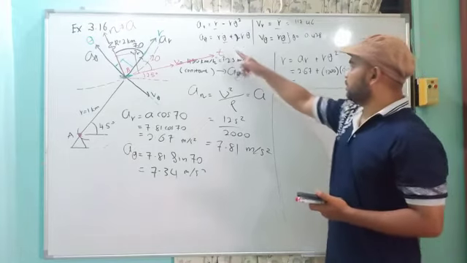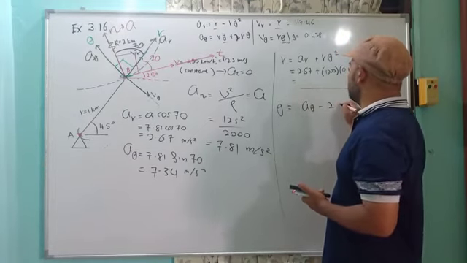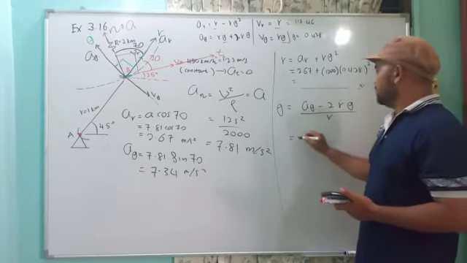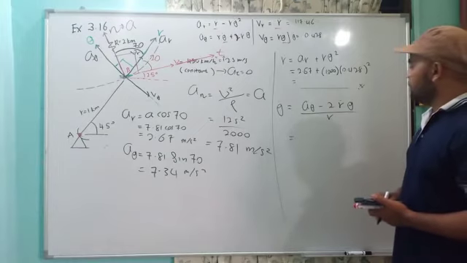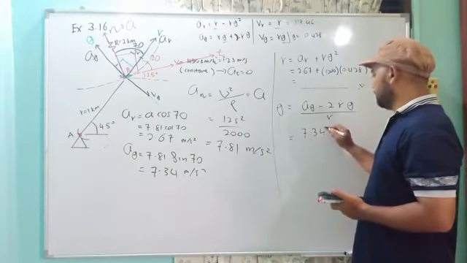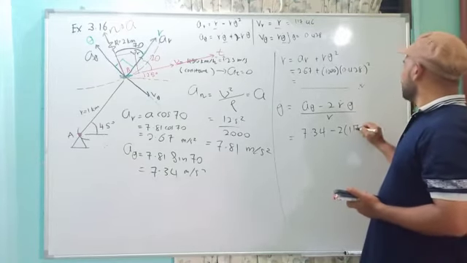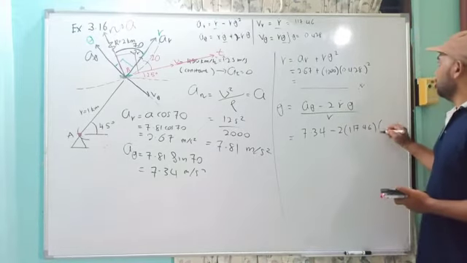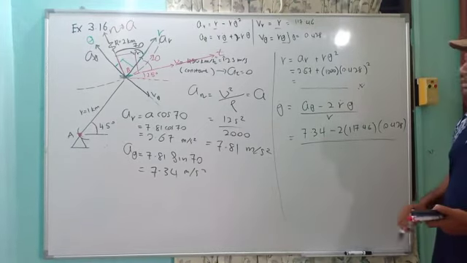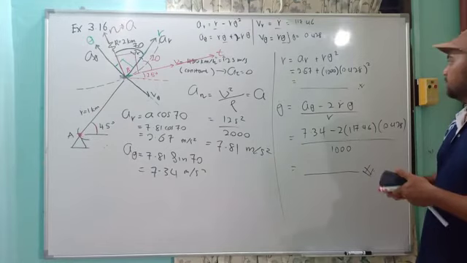We want the theta double dot, so from here we'll have theta double dot equal to A theta minus 2 R dot theta dot divided by R, which is equal to A theta, this one, 7.34 minus 2 R dot, this one, 117.46, theta dot 0.428, divided by R, which is 1000. So you have another answer. So let's calculate that one.